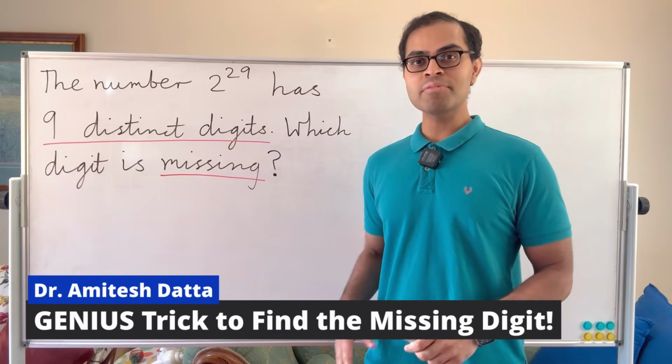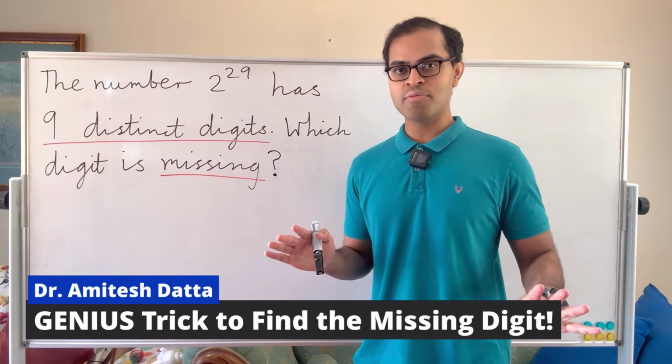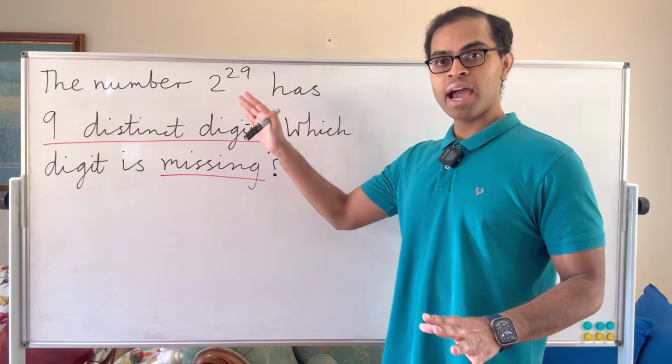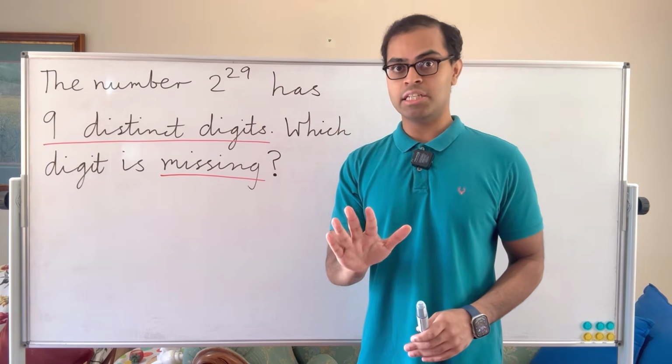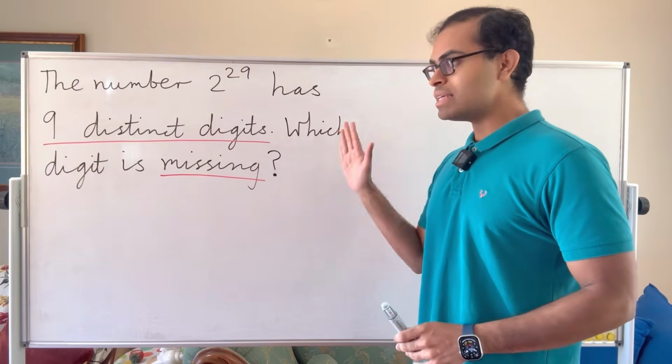Here's a beautiful number theory problem I'm super excited to share with you. The number 2 power 29, an absolutely massive number, we are told that it has 9 distinct digits. And we want to find out what is the missing digit.